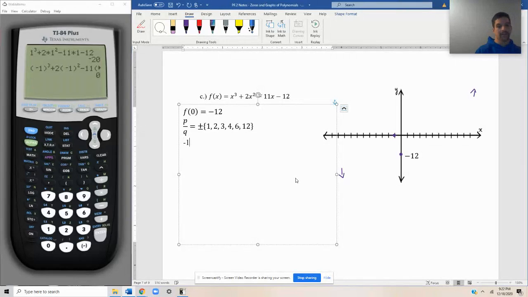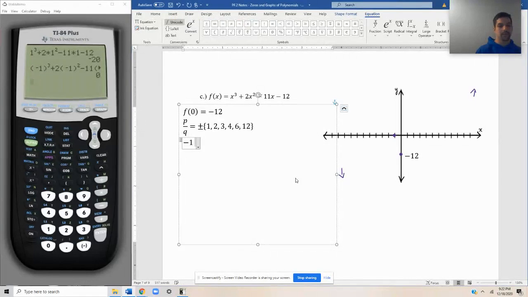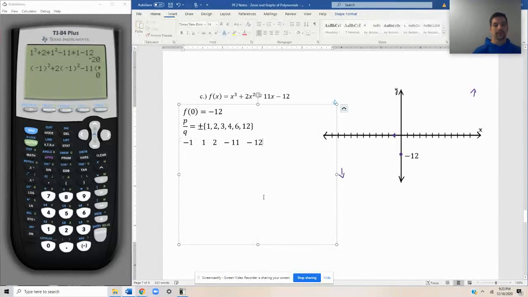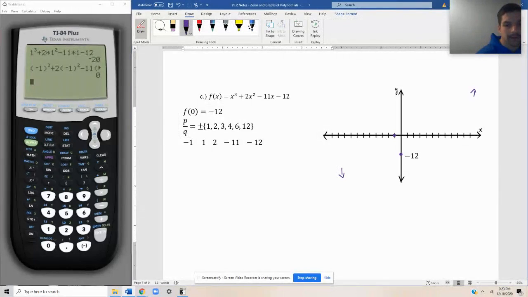So I'm going to take this negative 1, which is a 0. I'm going to complete synthetic division between negative 1 as my 0 divisor and f of x. So I'm going to take my coefficients here for f of x, which would be 1, 2, negative 11, and negative 12. I don't need any 0 placeholders. All coefficients are accounted for here. And I'm going to go ahead and complete the process of synthetic division.